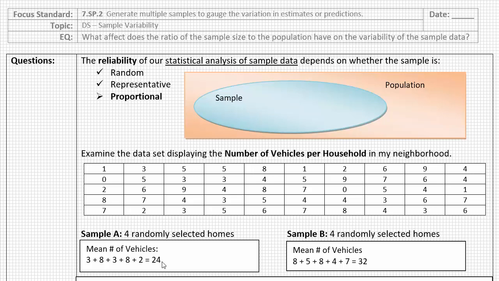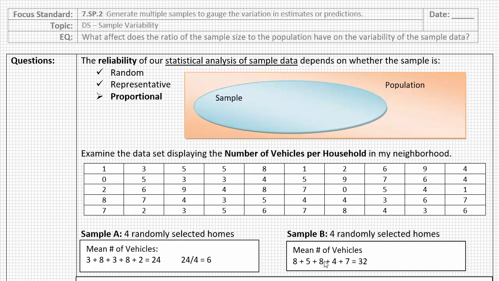What do you think my second step was to find the mean? I added up the numbers in my sample, the 4 numbers in my sample, and got the total. What do you think the second step is? Yeah, that's right. I took the total, which was 24, and divided it by 4, because there are 4 data points in my sample. And what I came up with for the mean number of vehicles in my first sample was 6.